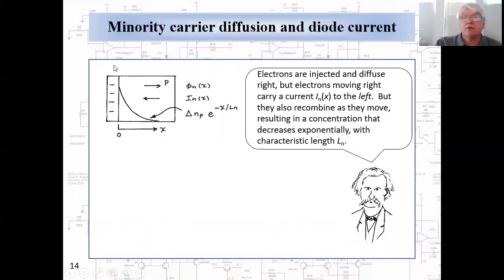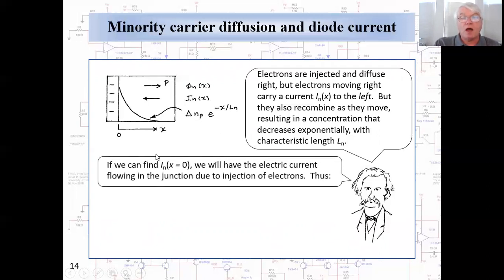Now, electrons are injected and diffuse to the right in the p side. But electrons moving right will carry a current I_n of x to the left. But they also recombine as they move, resulting in a concentration that decreases exponentially with a characteristic length we'll call L_n. So the concentration of injected electrons on the p side becomes delta n_p e to the minus x over L_n. If we can find I_n at x equals 0, we will have the electric current flowing in the junction due to the injection of electrons.